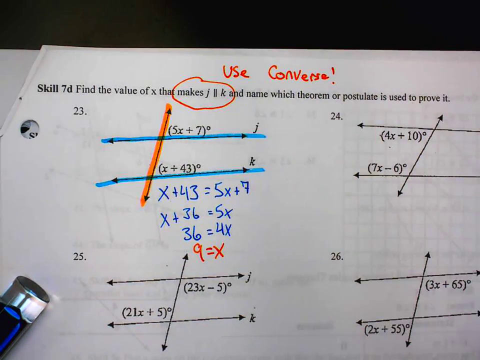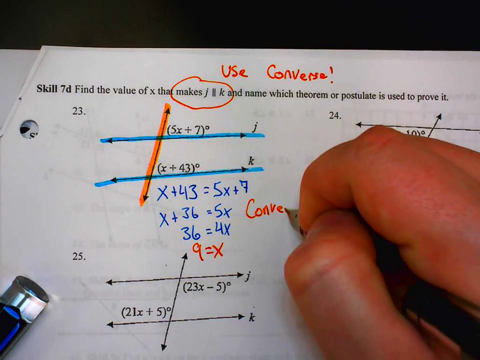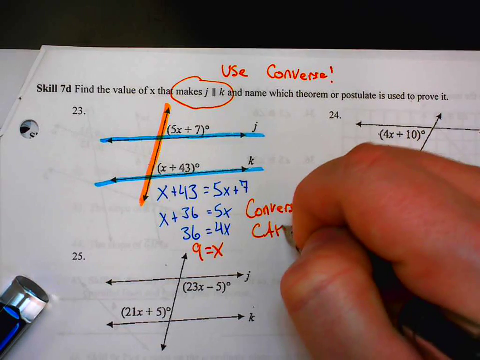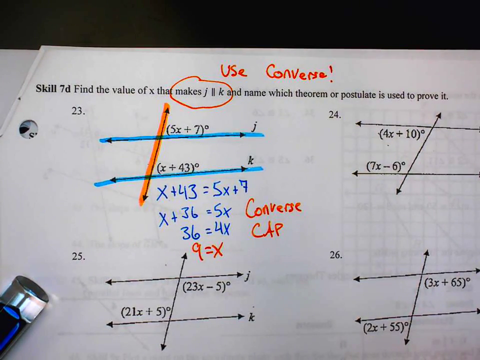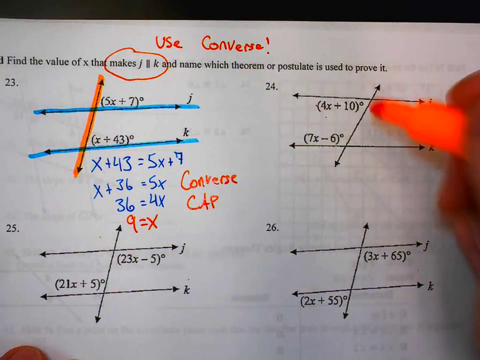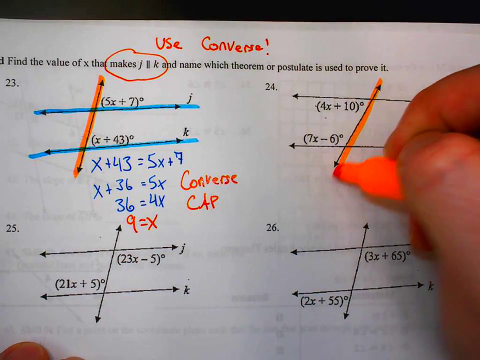Now I have to name the postulate. Earlier I identified these as corresponding angles, so my postulate is going to be converse corresponding angles postulate, or CAP. For number 24.